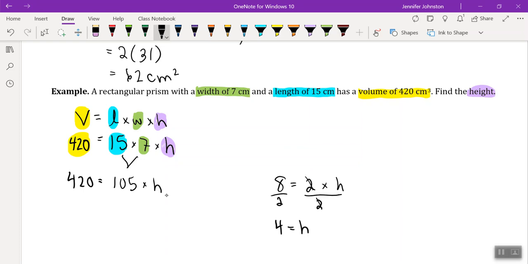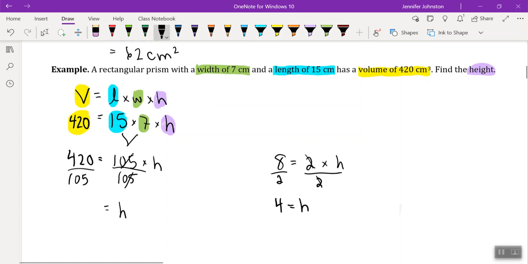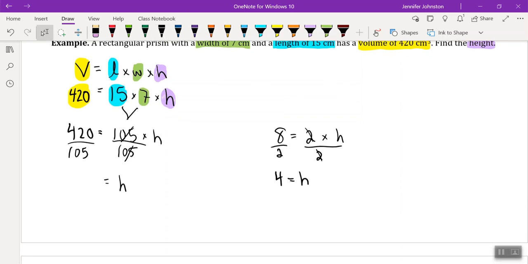Guess what? We're going to do the exact same thing here. So the same kind of mentality. All we do is divide 420 by 105. So divide by 105, divide this by 105. The 105's reduce to give us 1h. And then when we divide these, try it out. Yeah, we should get 4. And that's not the final answer, right? The final answer is 4 centimeters. There we go.